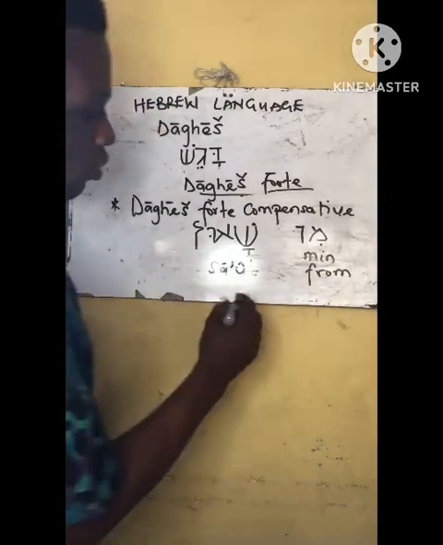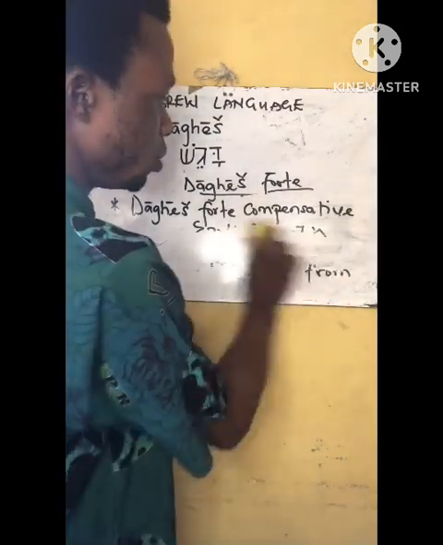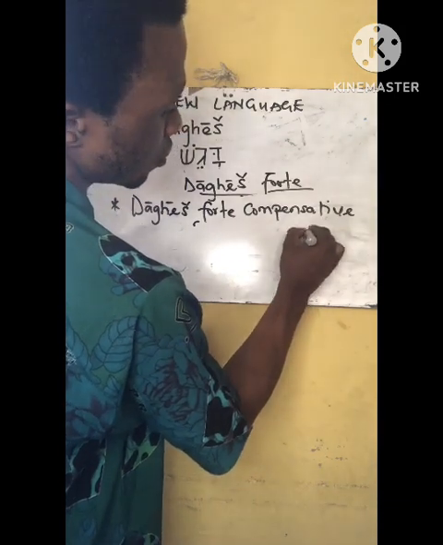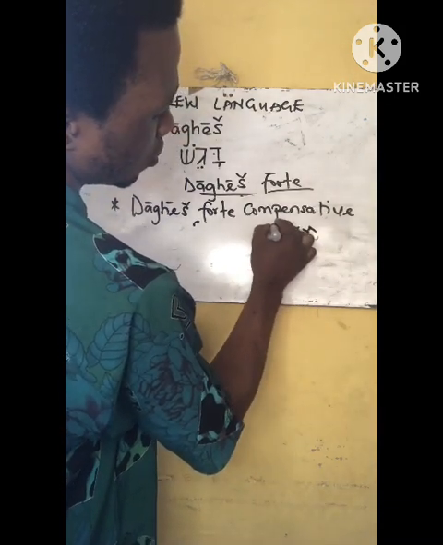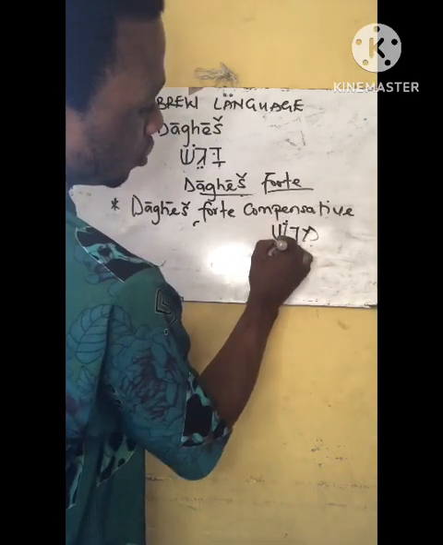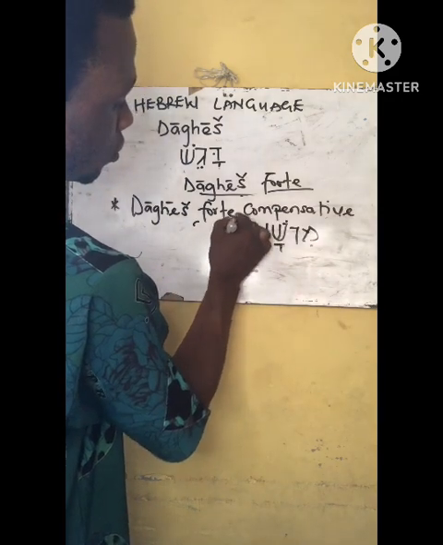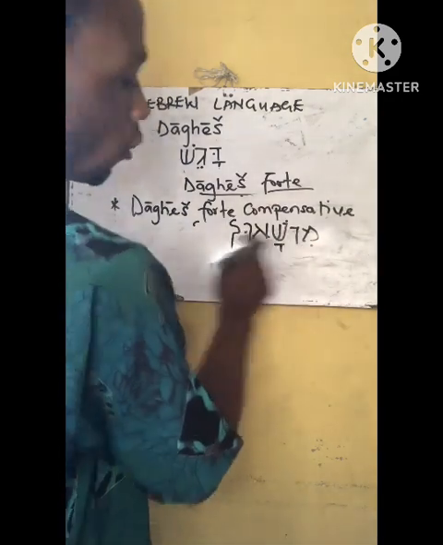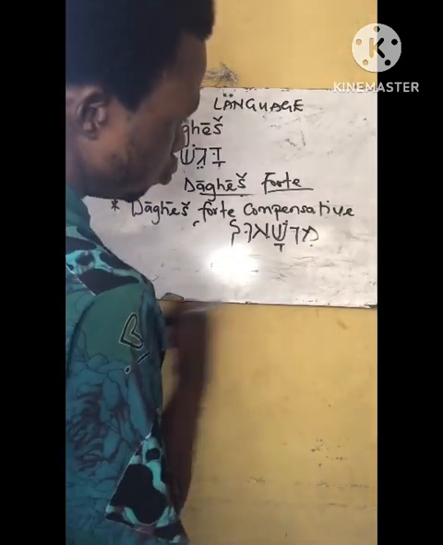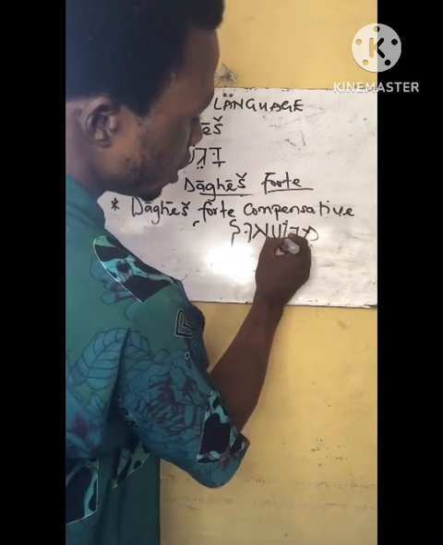Let's say, for instance, you want to join these two words together. So I'm going to remove this. So let's say we want to join these two words together: min Shahul. Min Shahul. That is from Saul. Now let's look at these two. Min Shahul.